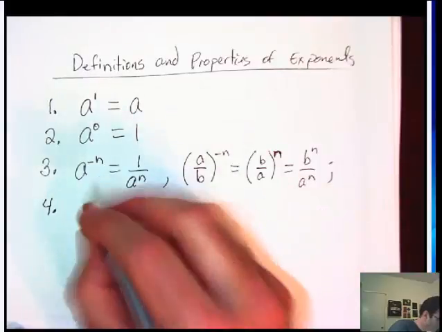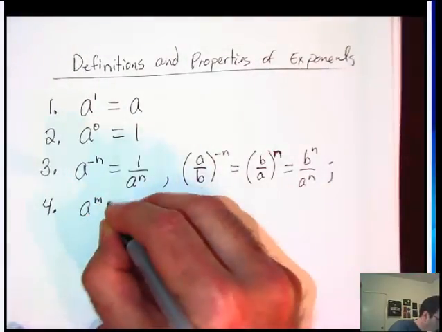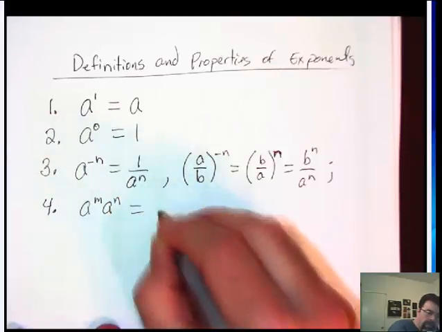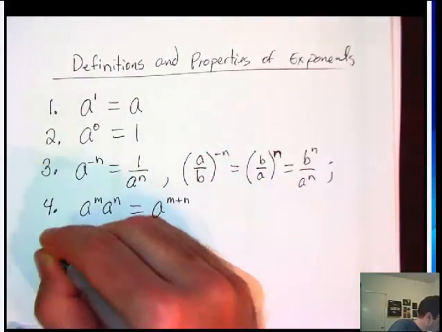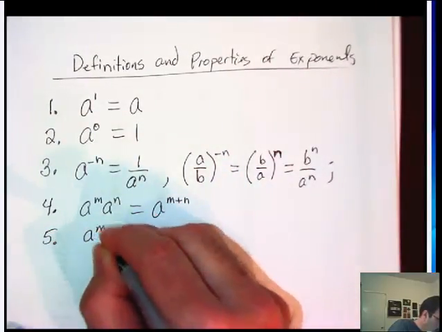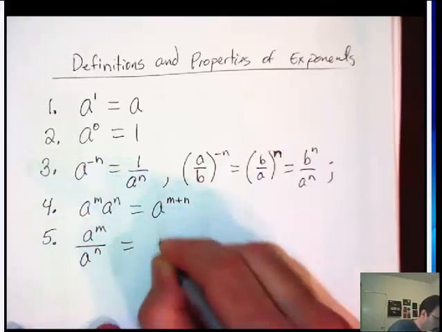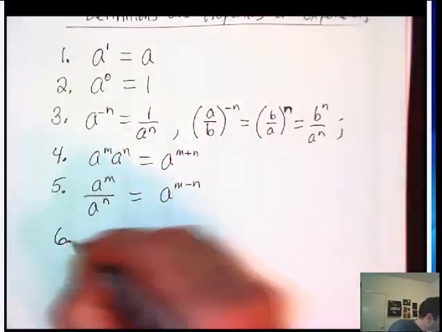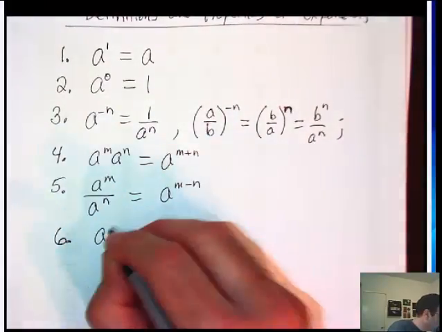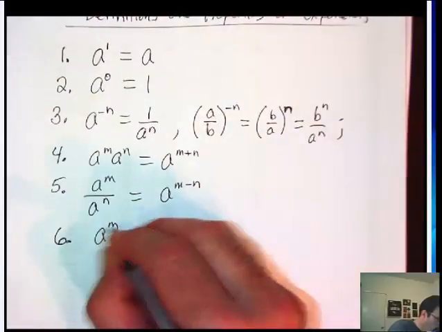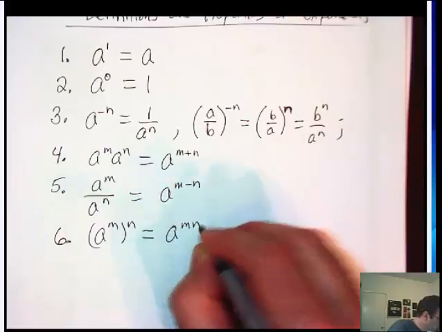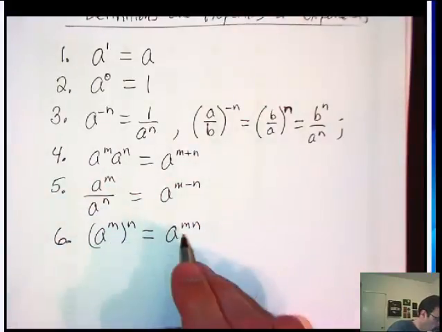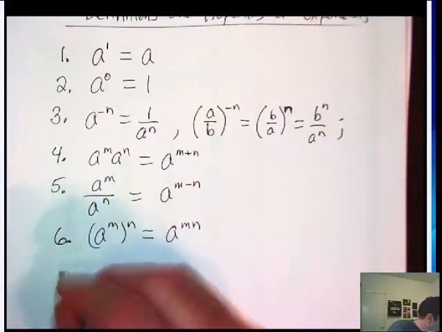Okay, the next thing, product rule. If you multiply with the same bases, you add the exponents. Quotient rule. If you divide with the same bases, subtract the exponents. Power rule. If you take a number, raise it to a power, and raise that to another power, you just multiply the exponents. So power to power, you multiply the exponents.